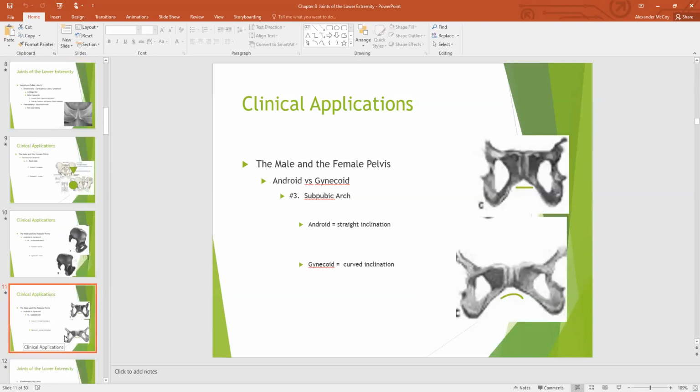You also have the subpubic arch. Gentlemen usually have a straighter inclination. Ladies usually have more of a curved. We also see a difference in the subpubic arch depending on how their rib cage is. Usually if you have a narrower rib cage just underneath your sternum, you will actually have a narrower subpubic arch, okay? That doesn't mean that it's not curved. It's just going to be narrower, okay?